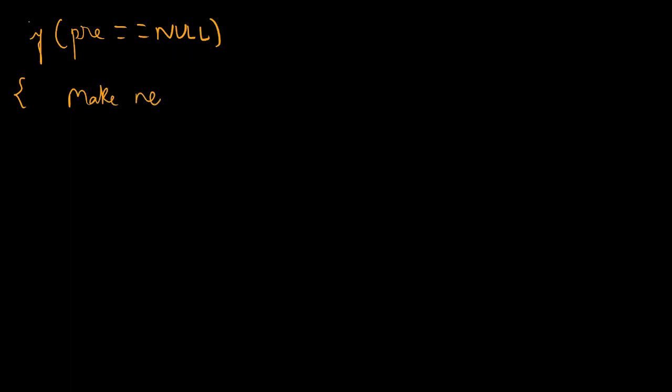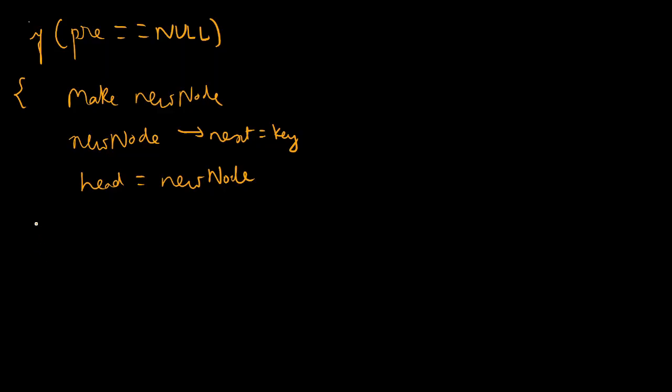Now here, this is where I check for insertion at the head. If we are inserting at the head, we know our pre is null. So if pre is null, then we have to handle it separately. Insertion at the head case. So what do we need to do? If pre is null, you just make a new node, and the new node's next is equal to key, and head is equal to new node. That's what you do. And return, of course.